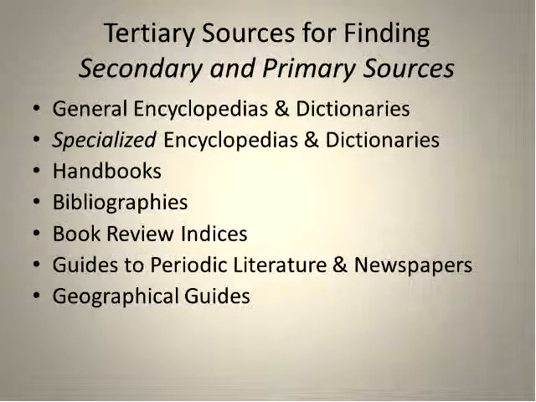Another is, for example, the full text historical databases like JSTOR, which I advocate that you use in order to find book reviews as well as journal articles. You can also use guides to periodic literature and newspapers, such as the Reader's Guide to Periodic Literature, which is not available through the Troy databases but does exist. And many libraries have printed versions of this.